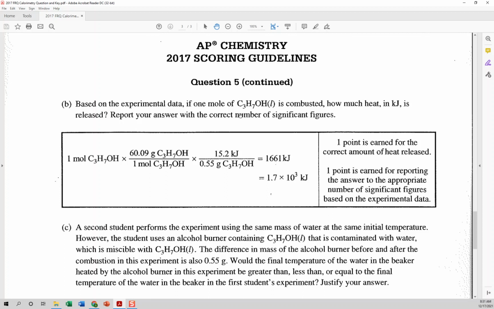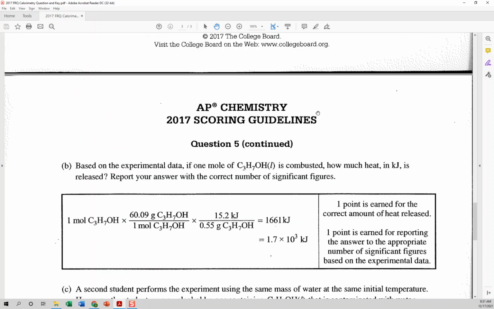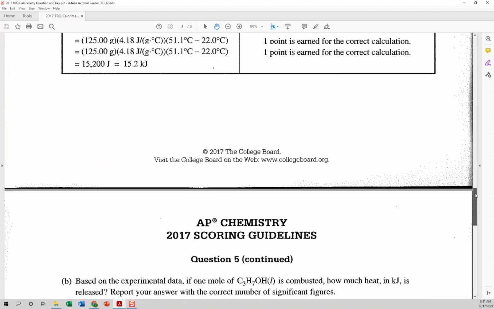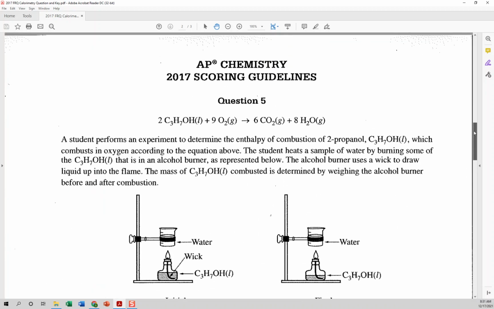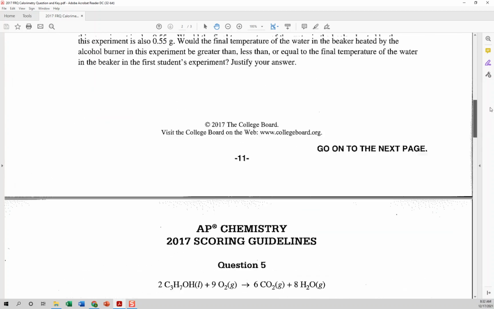And notice they said it in the question. Anytime they're going to stick you on significant figures, they're going to tell you in the question to make sure you use the right number of significant figures, right? All right, so that's 3 points, and we've got 1 more point to earn. And so let's look at the last question.